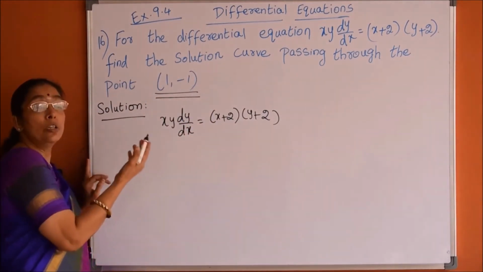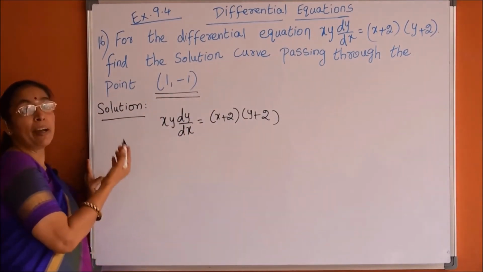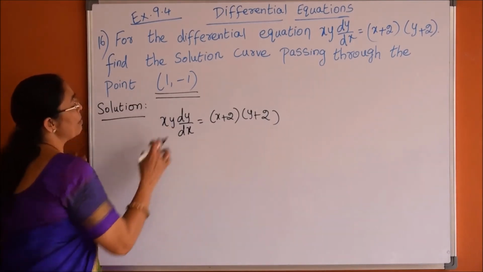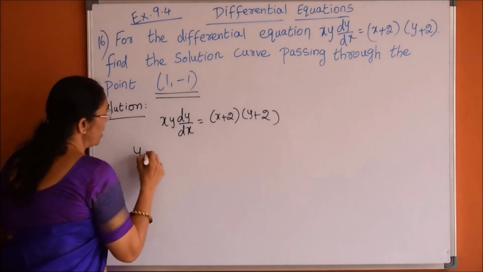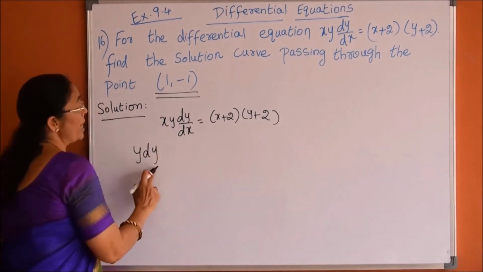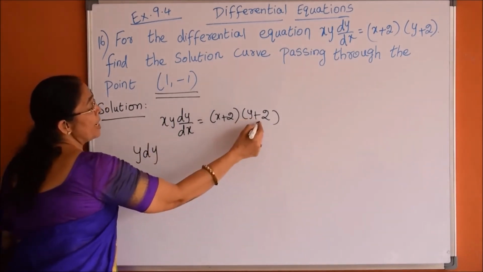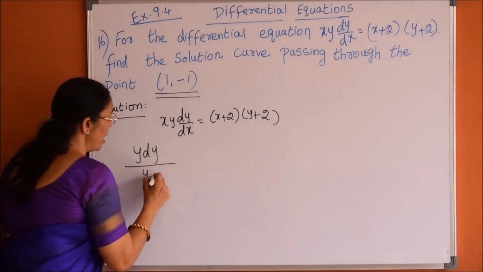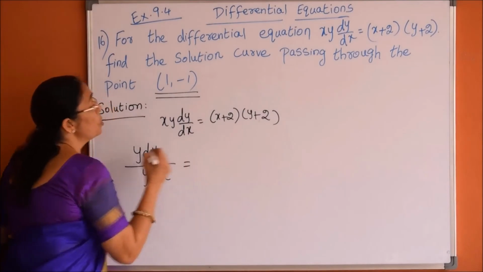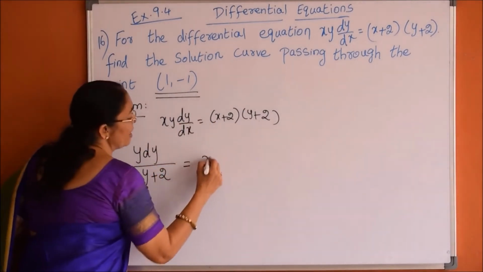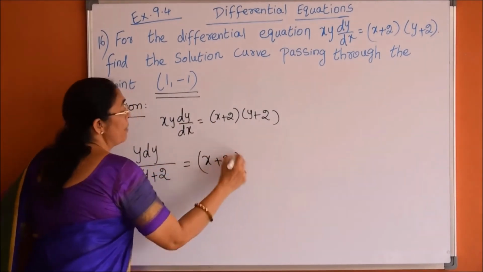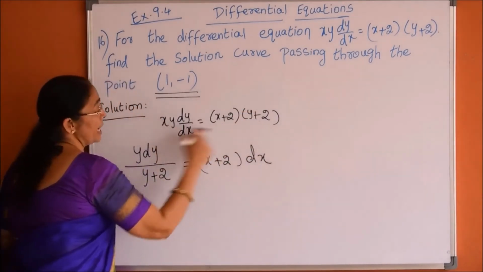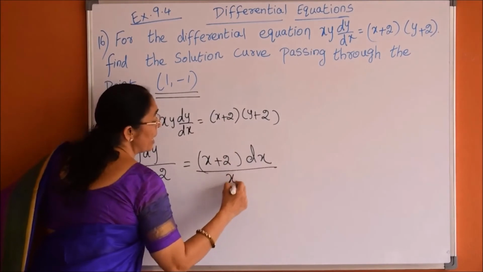So, we have to solve this differential equation by the method of variable separable. Now, let us try to separate the variables. Let me keep this y dy here, and we bring this y + 2 term to the left hand side. So y dy divided by y + 2 is equal to, here we already have x + 2, and let me take this dx to the right hand side, (x + 2) dx, and this x to the right hand side divided by x.